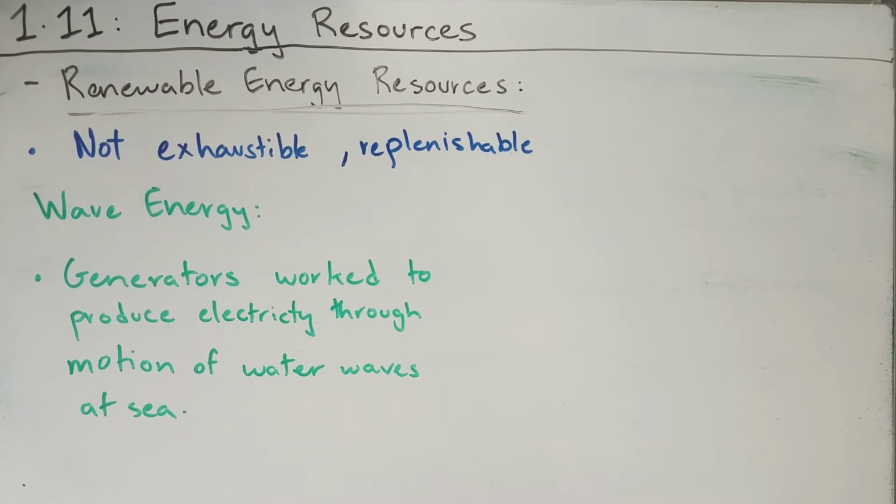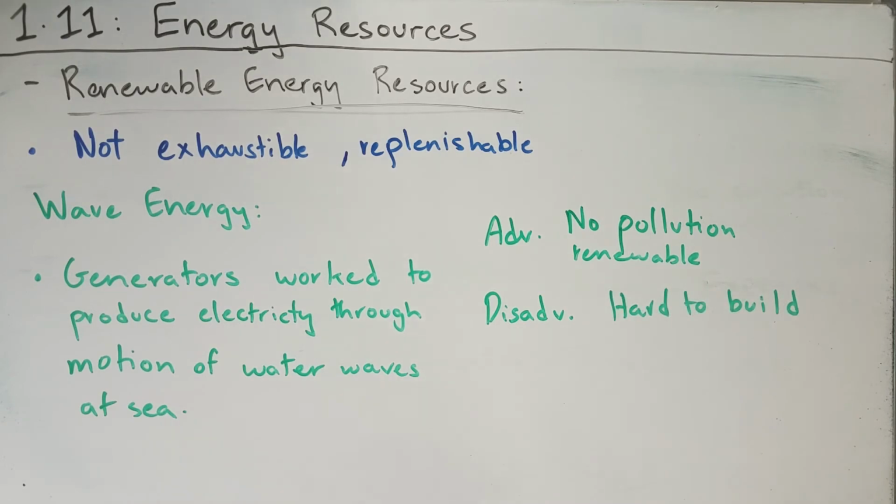Another example of a renewable energy resource is wave energy. In wave energy, just like tidal energy, you have generators which are worked to produce electricity by the motion of water waves at sea. So this time you don't have to depend on the tides. The advantages of wave energy are that there's no pollution, just like tidal energy, and it's also renewable, so the resource will never deplete.